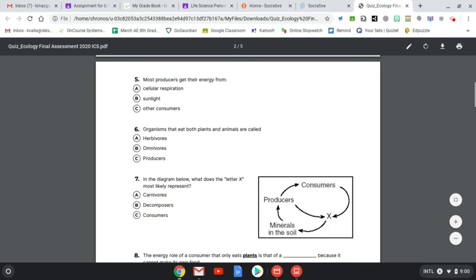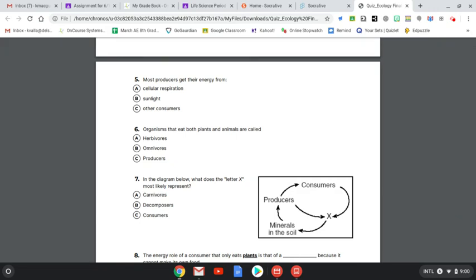Number 7, in the diagram below, what does the letter X most likely represent? So you're looking at right here. So what do you think fills in that little blank right here? You have minerals in the soil, which goes to producers. Producers go to the consumers. And then, so what's this little X right there? Is it A, carnivores, B, decomposers, or C, consumers?